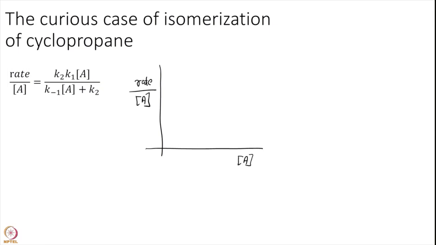Remember, experimentalists were plotting rate divided by concentration of A. So, I have just divided that and I get this equation now, and I want to make a plot of my prediction versus concentration of A. Well, you can just use a computer to plot this, but it is always fun to be able to plot this on your own, at least qualitatively what it will look like. So, we will think of this plot in two limits. One, when A is very large, in that limit I will assume k minus 1 A is much much greater than k2, so that I will ignore k2 in the denominator.